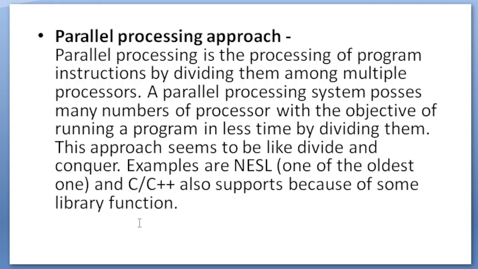Next is parallel processing. This word parallel means doing all the processes at a time. So in this approach, we are dividing a program's instructions into small groups. A parallel processing system possesses a number of processors with the objective of running a program in less time by dividing it. This approach is mainly implementing the divide and conquer approach. Okay, we can easily do the process by dividing a large program into subprograms.